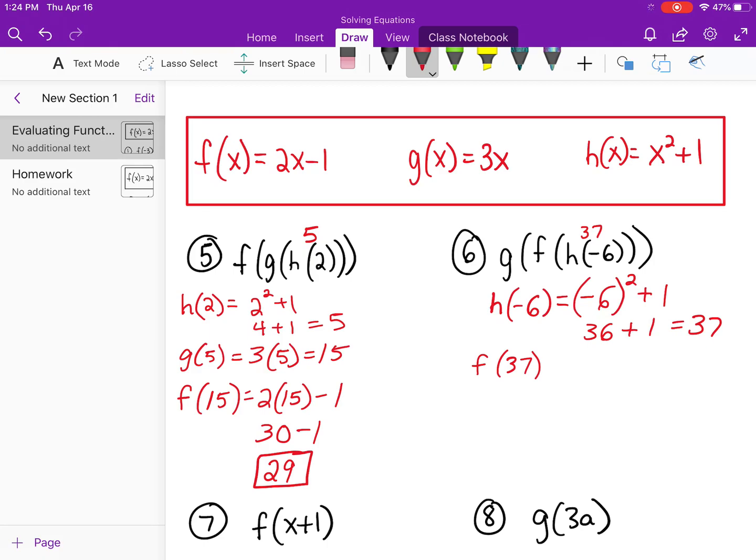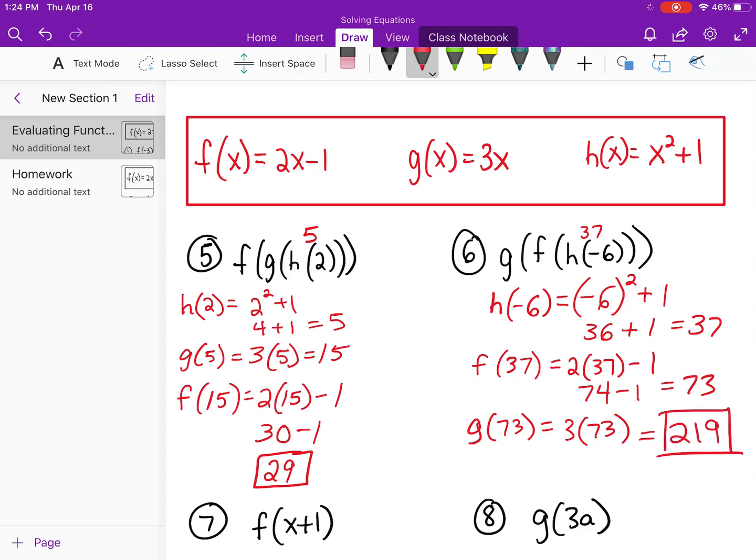These numbers are getting kind of big here, but that's okay. We still know what to do. Just follow what it says to do. F of x is 2x minus 1, so that's 2 times 37 minus 1. 2 times 37 is 74 minus 1, which is 73. And then finally, I would just have to do g of 73. G of 73 would be 3 times 73. I typed that into a calculator. That was 219. Sometimes these answers can get kind of large, but no big deal. That would be the answer, 219.